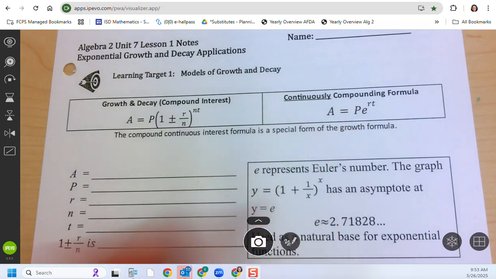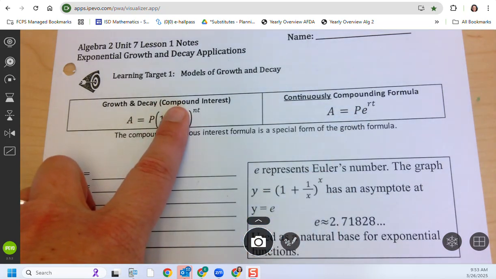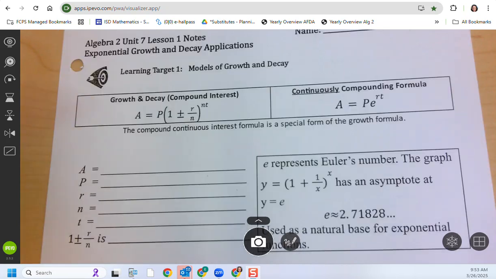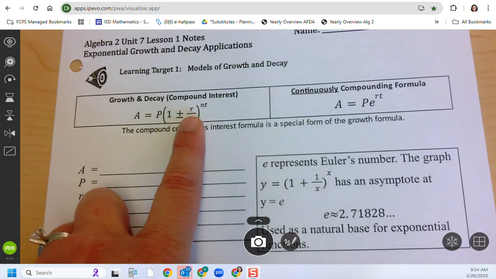So this one is used when the bank might calculate your interest like every month. Every month they send out a statement and they say, okay, this month we've added in your interest and you have a little bit more money. And then the next month they're going to calculate your interest based on what you had before and you have a little bit more money, okay? They might do that monthly or they might do it weekly. In theory, they could do it daily.